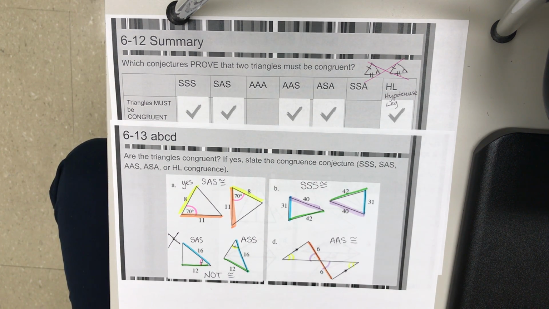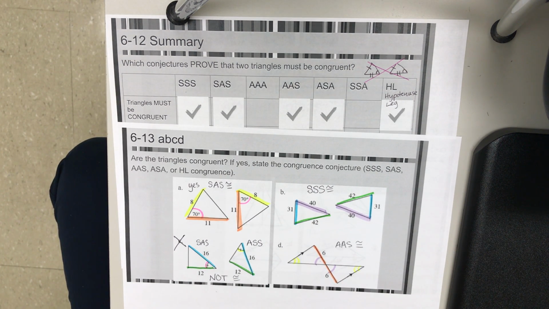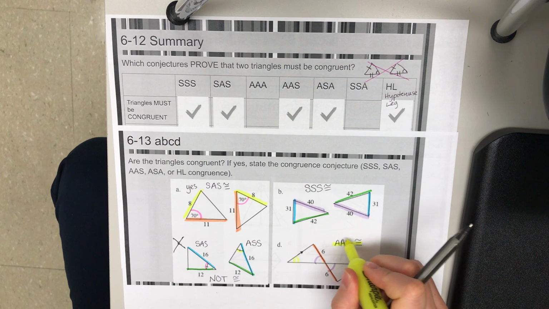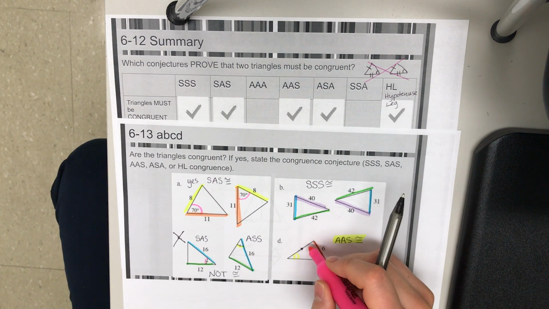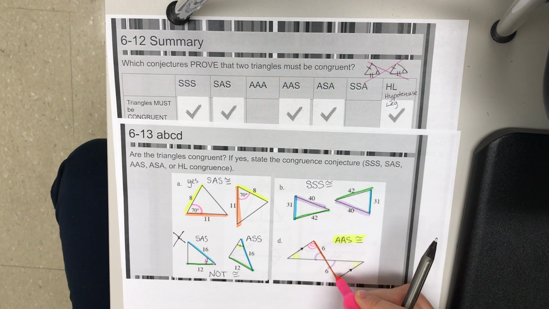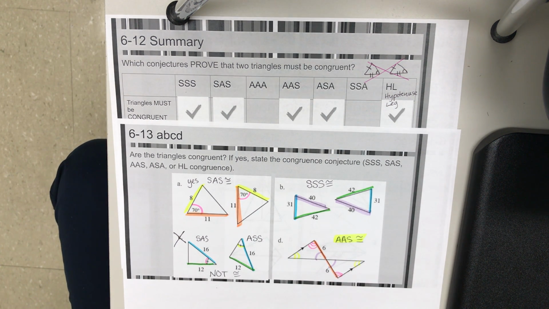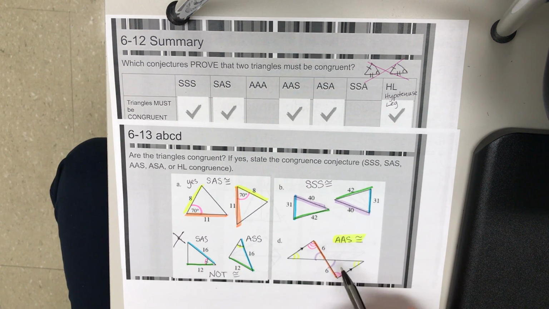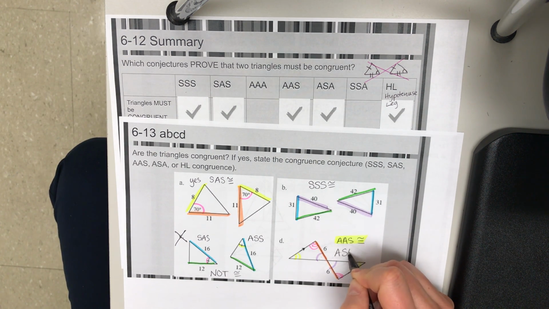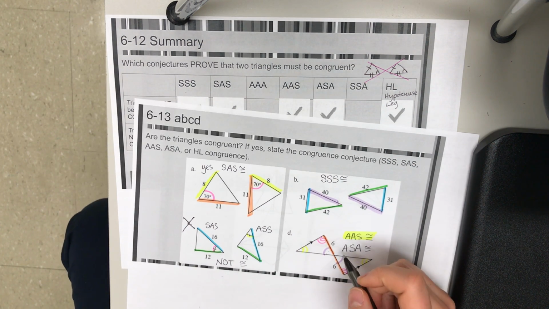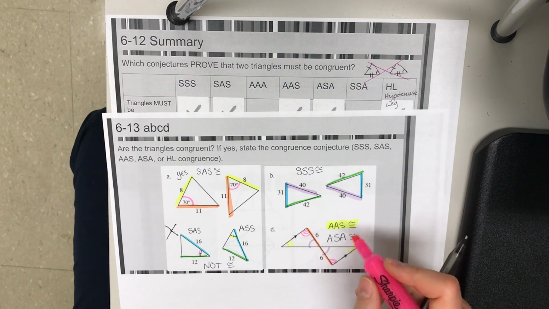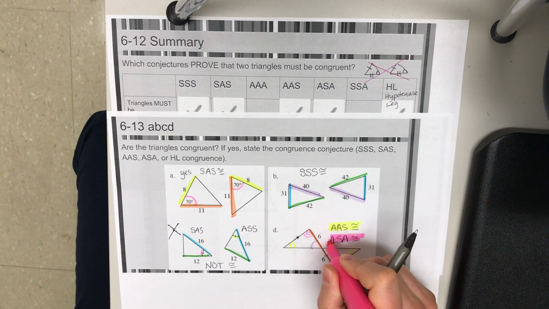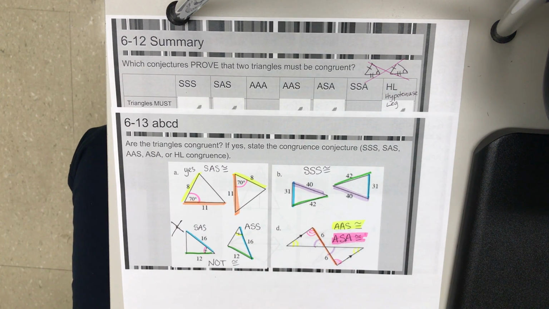Now, if you had instead marked, so this is if you marked yellow. If instead you had marked these alternate interior angles, which would be completely correct, you might say angle, angle with the side connecting, which is ASA. So these triangles actually have two different ways to prove them congruent, and you could have picked either one. You do not have to write both, okay? But I did want to show either answer is correct.